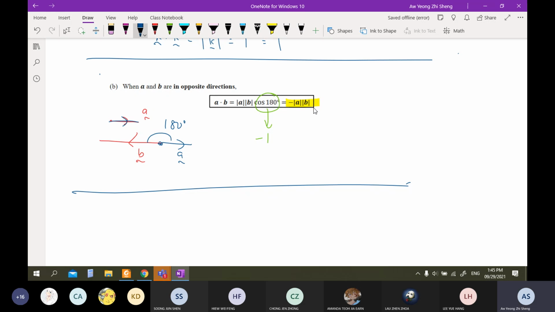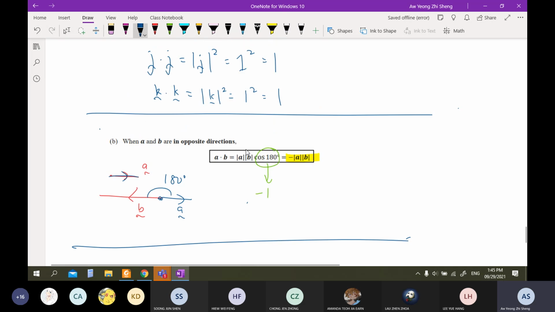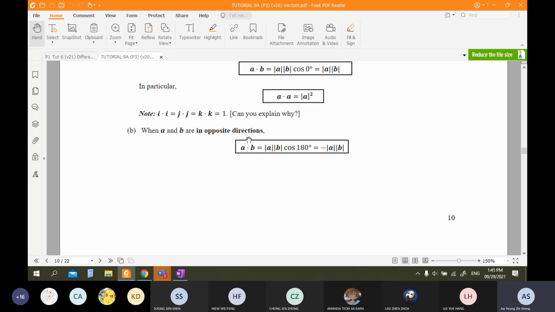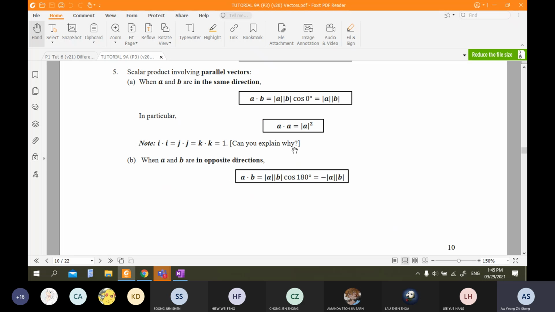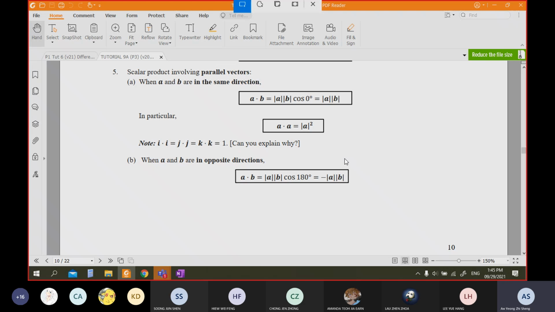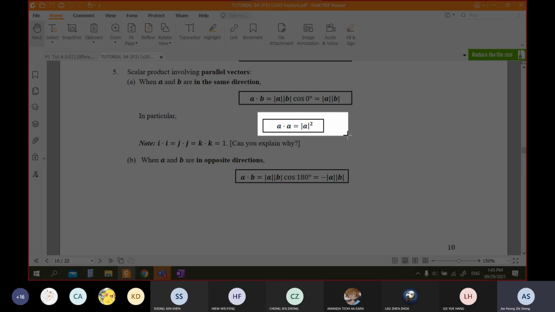Okay. Do we need to memorize this formula? I think you don't have to memorize, because you can easily obtain it by realizing that the angle between two vectors with opposite directions is 180 degrees. Once you're aware of the 180 degrees, you just need to sub into the alternative formula. Then you will get this result easily. So out of the 3 boxes here, under point number 5, the only thing that I suggest you memorize will be the box in the middle. The other 2 boxes, you don't really have to memorize.